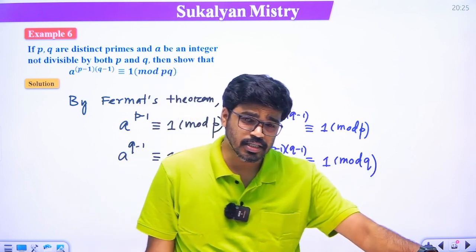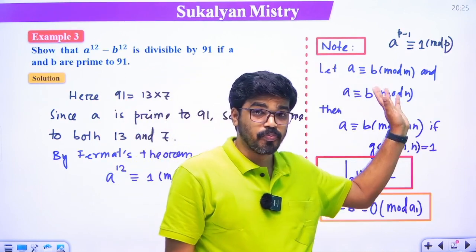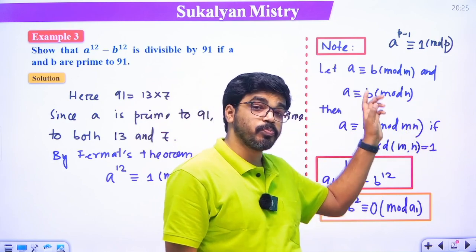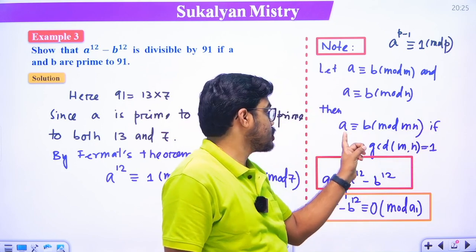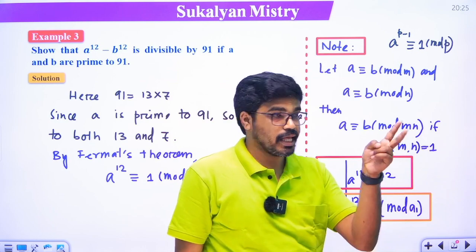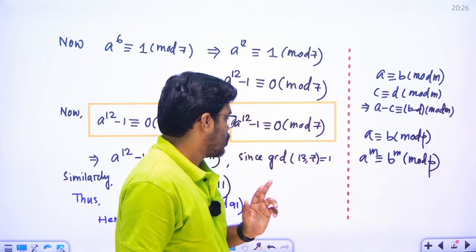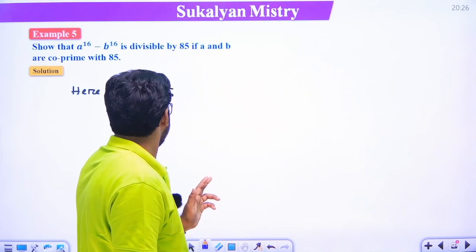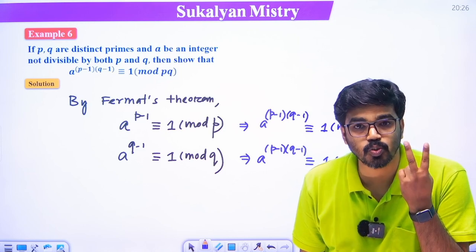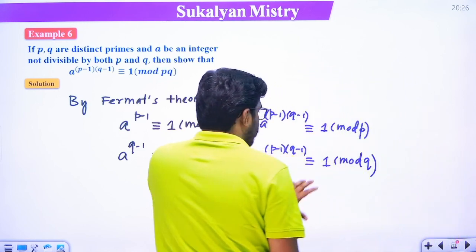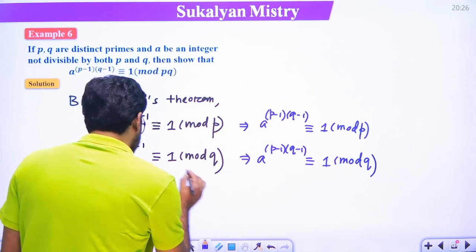Now just apply this result. If a is congruent to b modulo m and a is congruent to b modulo n, and m and n are relatively prime, then a is congruent to b modulo mn. The condition is that m and n must be relatively prime. Here p and q are distinct primes, that means gcd of p and q is 1, so this is congruent to 1 modulo pq.